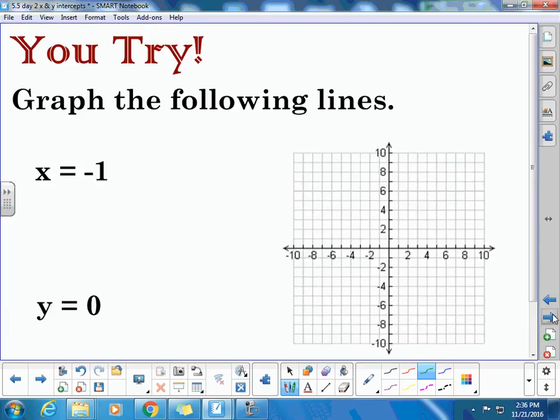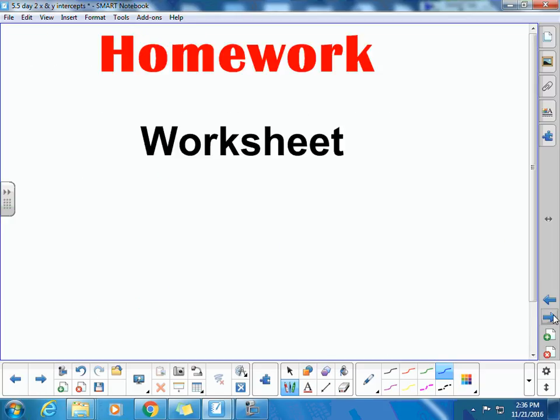All right, you go ahead and graph this. You should have graphed x equals -1 right there, and y is 0 right there. So I go up 0. That is it for this section.